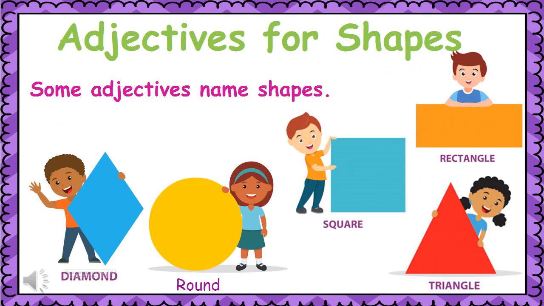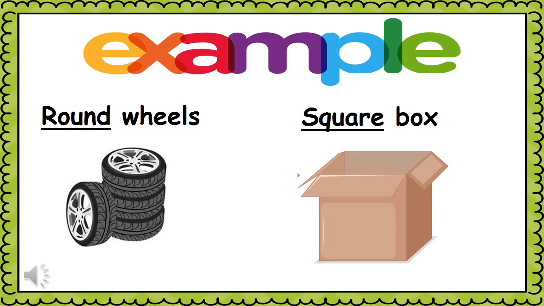Now we're going to talk about the adjectives for shapes. All the shapes are considered as adjectives when they describe the noun. Shapes such as diamond, round, square, rectangle, triangle. We have some examples here about the adjectives for shapes. Round wheels. What is the adjective here? Round. Round is describing the wheels and round is describing the wheel's shape. So round is the adjective.